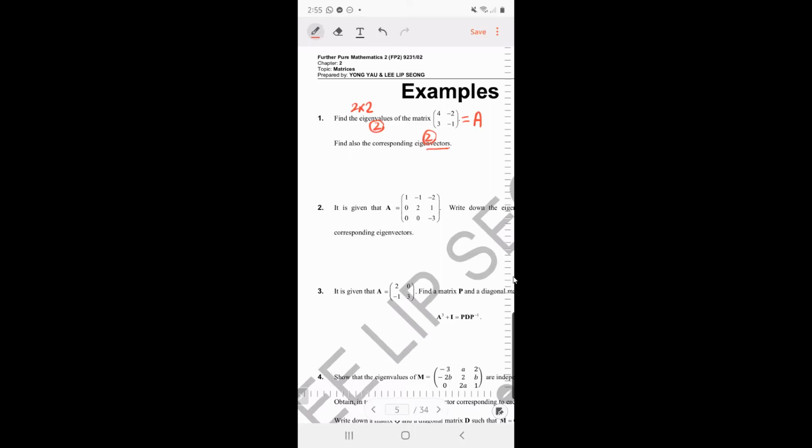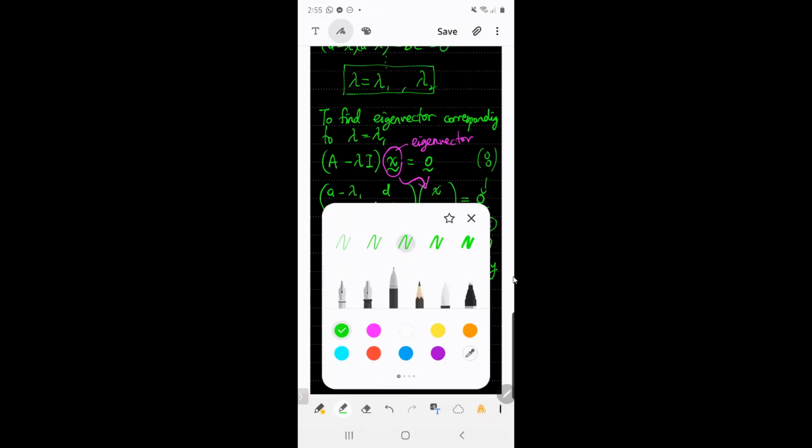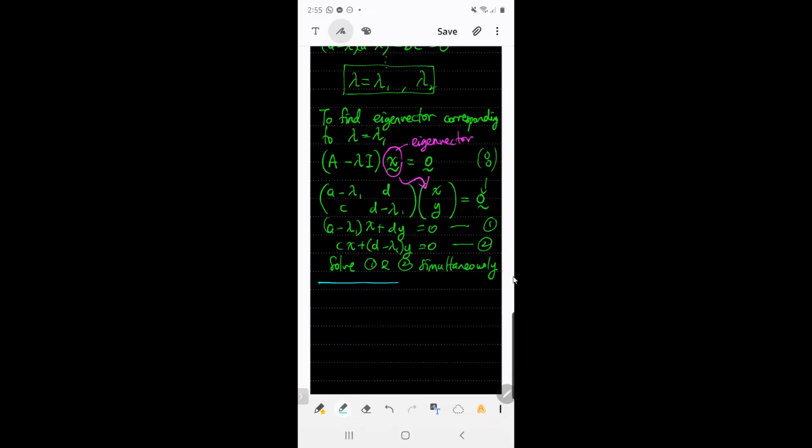All right. How do we find the eigenvalues? You must always think of getting the matrix A minus lambda I first. Then after that, followed by the determinant of A minus lambda I, and you set this equal to 0. Okay. So let's start with this one. So this is 4, 3, -2, -1. So example number 1.